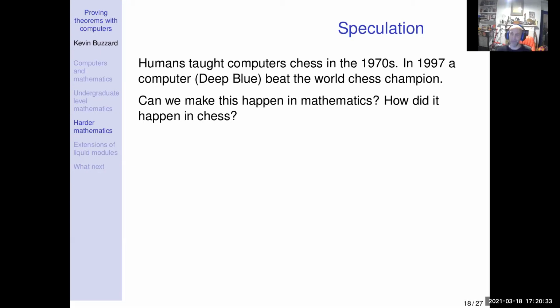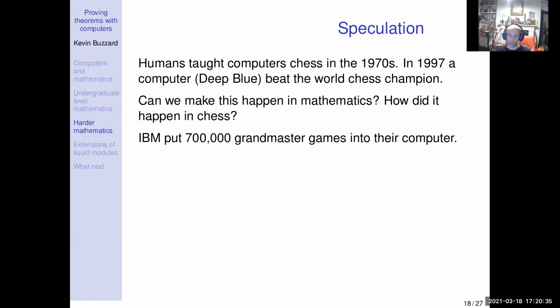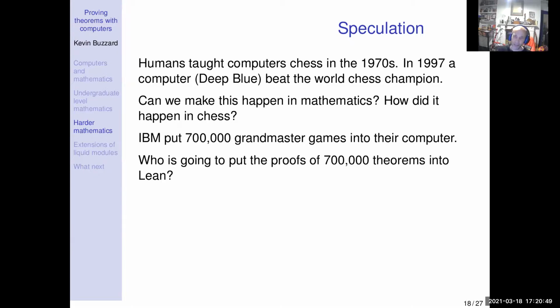But how did it happen in chess? IBM has apparently, this seems like an extremely large number to me, I'm slightly skeptical about this number, but this is what it says on Wikipedia, apparently 700,000 grandmaster games were taught to this system. Which is a large number. And so how are we going to get 700,000 proofs of theorems into Lean? Because right now we have AI and we have machine learning, but computers really still can't read natural language. Computers can't read maths books.